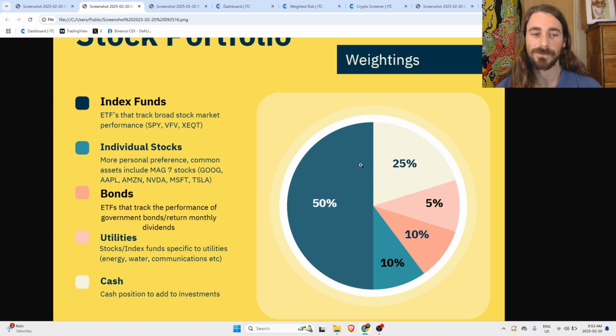So all different kinds of ways to add to that cash position. It's all going to be dependent on your personal preference. We do see that weighting the majority of our portfolio to something like the SPY or VFV is going to remove a lot of that long-term risk.